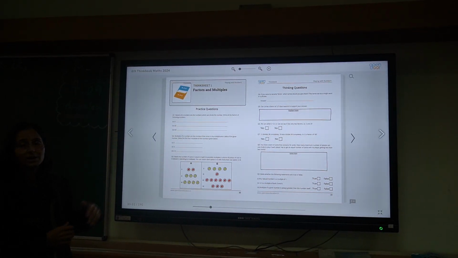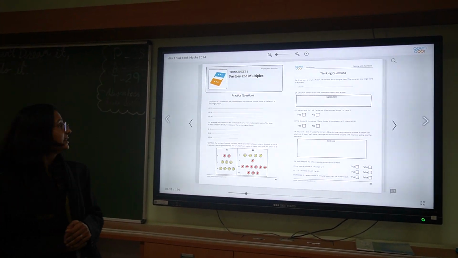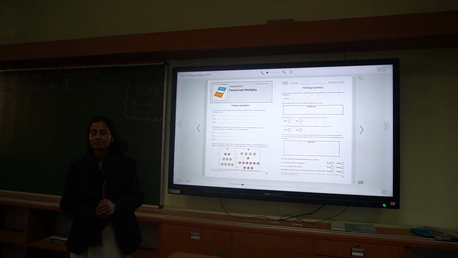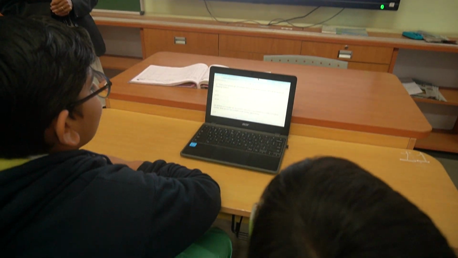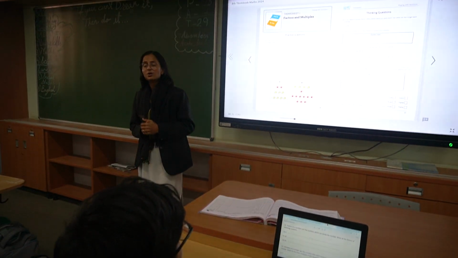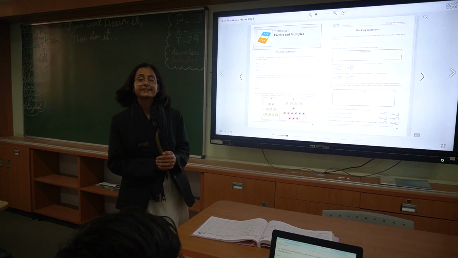So, what is the first question? Read it in think sheet 1. Read first question. Factors of a number are the numbers which can divide the number. Write all the factors of the following number. So there are 3 numbers given. What are those numbers? 12, 26 and 64.